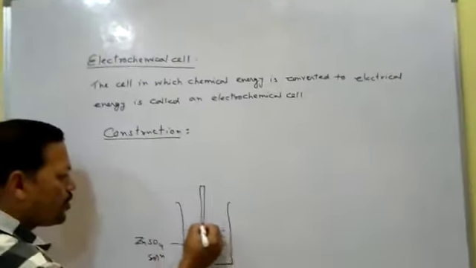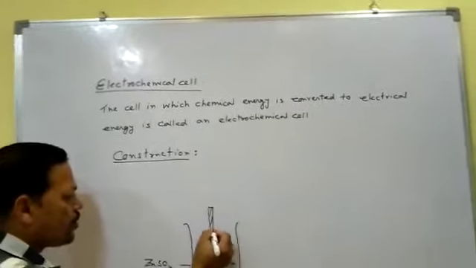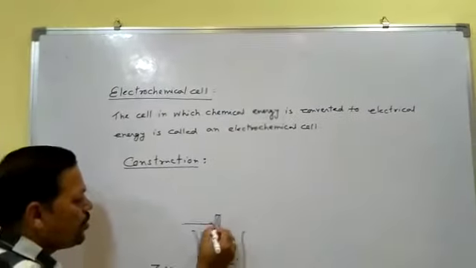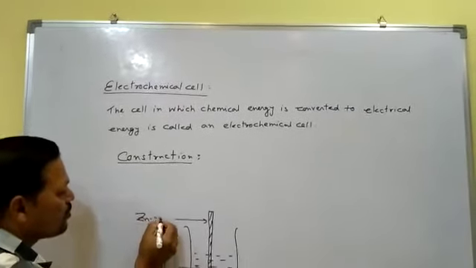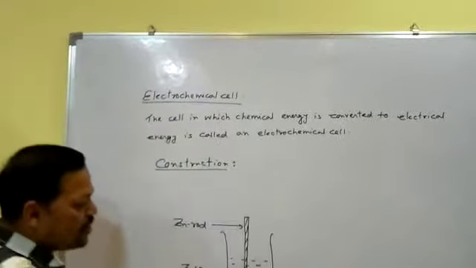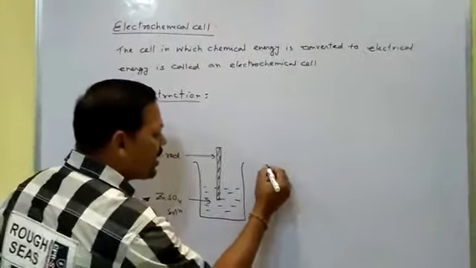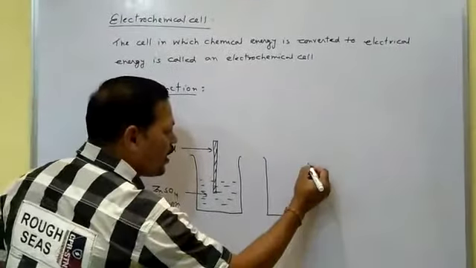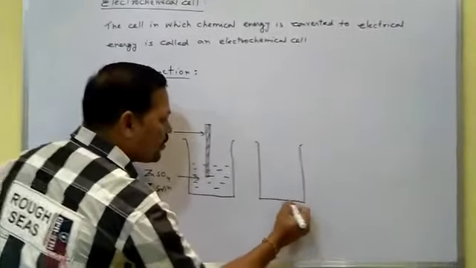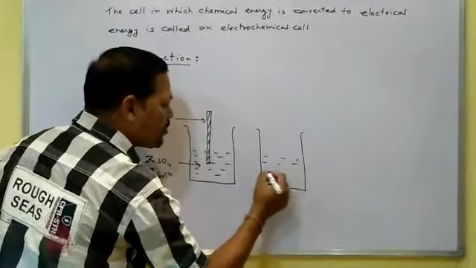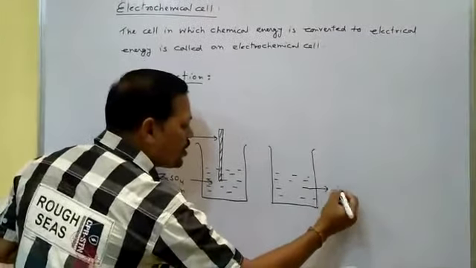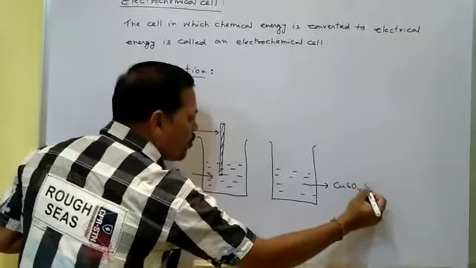In this zinc sulfate solution a zinc rod is dipped. So this is the zinc rod. Similarly, this is another container, another beaker, and here another solution is present. Suppose this solution is copper sulfate solution.